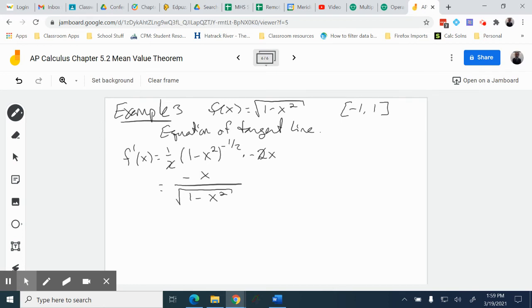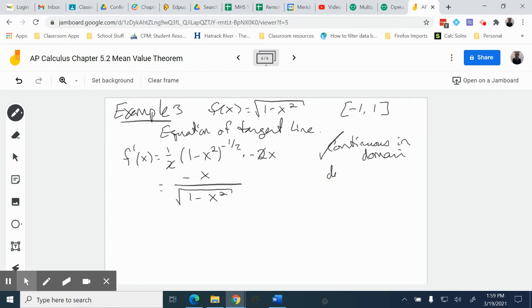Are there any places where this function is not continuous? Well, okay, let me back up there. Sorry. This is a continuous function. It is valid for all values of x inside that interval. If you go outside the interval, it doesn't exist. So it is continuous in its domain. So check, we've satisfied the first condition.